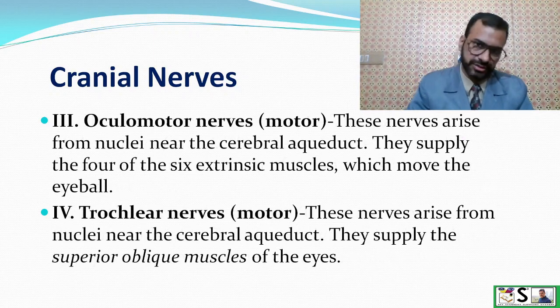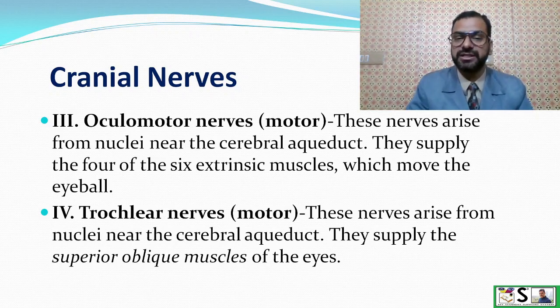Third is the oculomotor nerve. This is a motor nerve. This nerve arises from the nuclei near the cerebral aqueduct. They supply the four extrinsic muscles of the eye, which are used for the movement of the eyes.